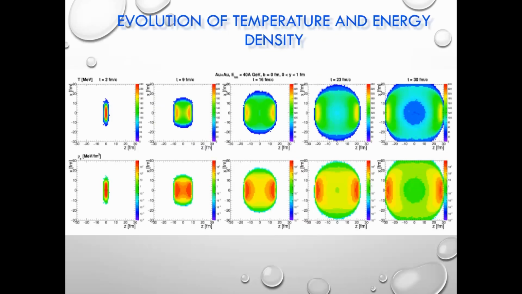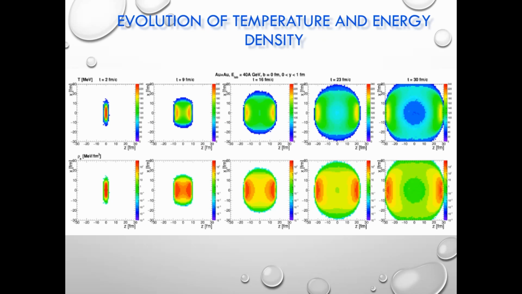Yes, that's, for instance, evolution of temperature and energy density. So temperature plots, that's the upper row, bottom row, that's the energy density in the transverse plane. So transverse plane, beam axis, that's Z direction, impact parameter X, that's the X direction. Here, just for comparison, we took the very central collisions with impact parameter essentially 0.